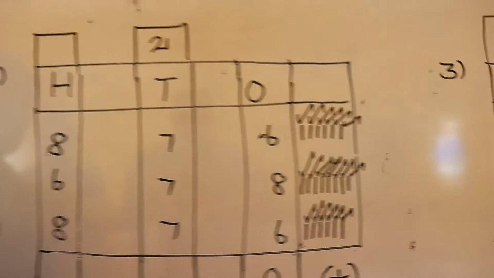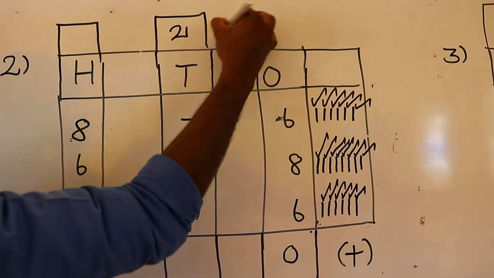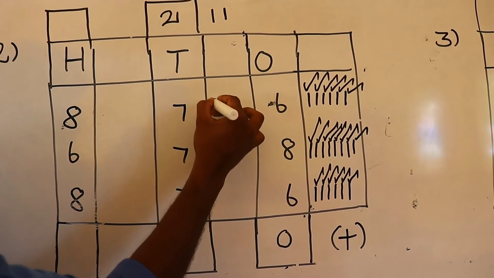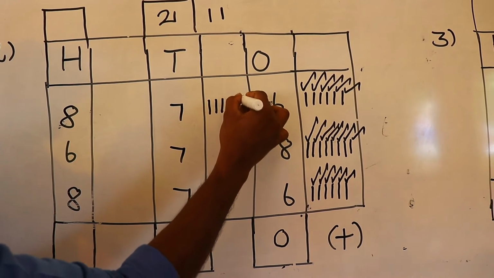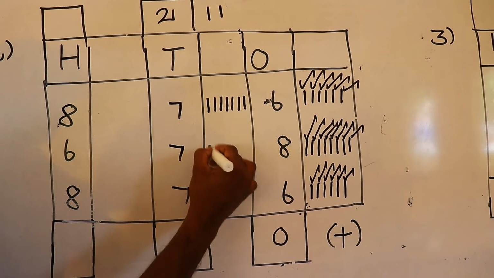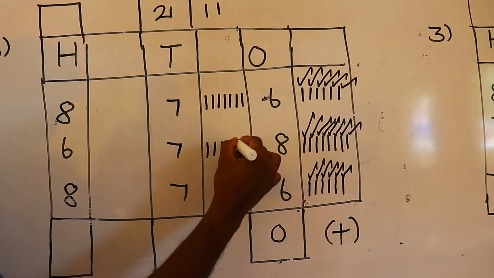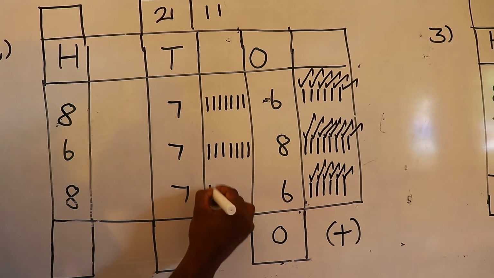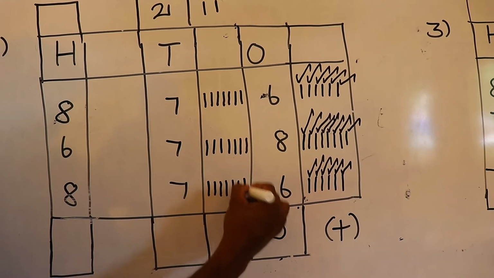Next, the tens value. Here the carry value is 2, so draw 2 lines. Next, 7, so here draw 7 lines. The second value is also 7, so draw 7 lines. The last value is 7, so draw 7 lines.